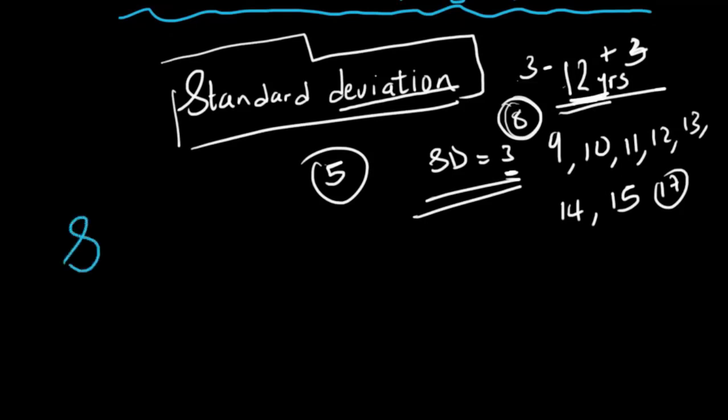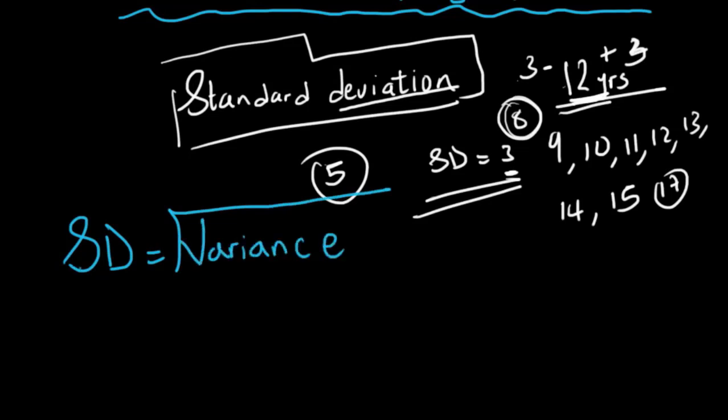So the formula for standard deviation is the square root of variance. Pretty simple. Standard deviation equals the square root of variance. And what is variance? Variance equals, remember we said standard deviation is how far to the left or to the right a set of values is from the mean.